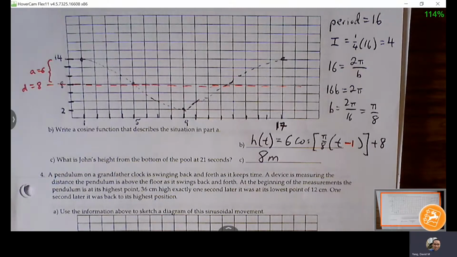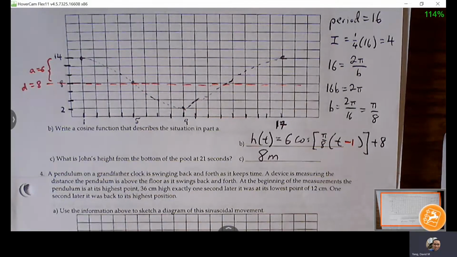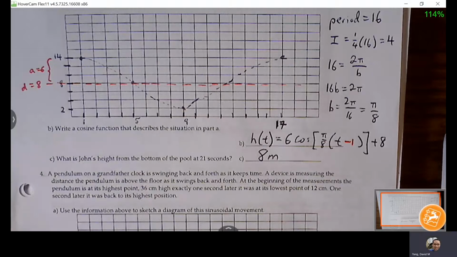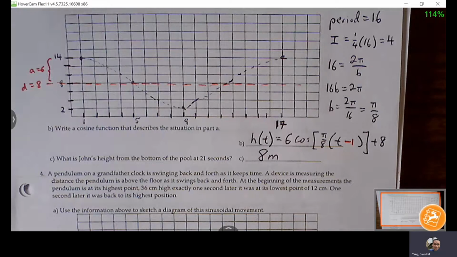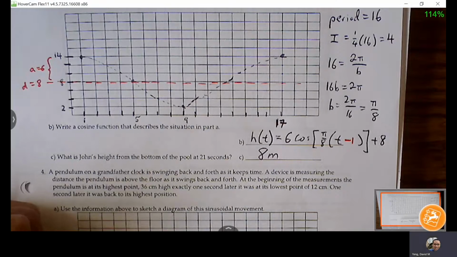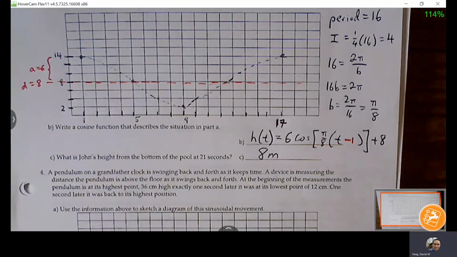Okay, if you get done with 3, then read number 4. Yes.